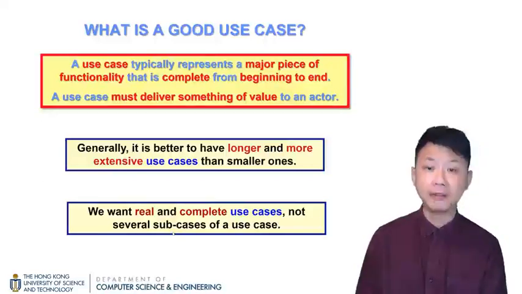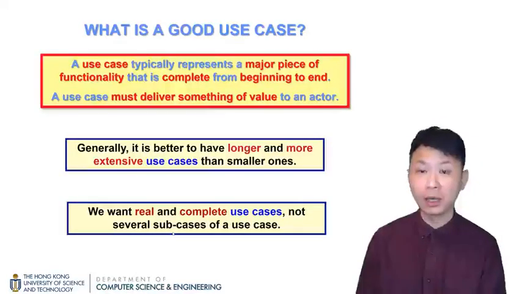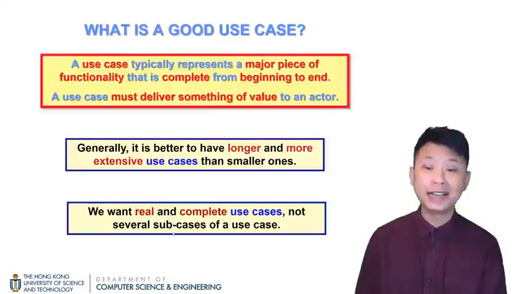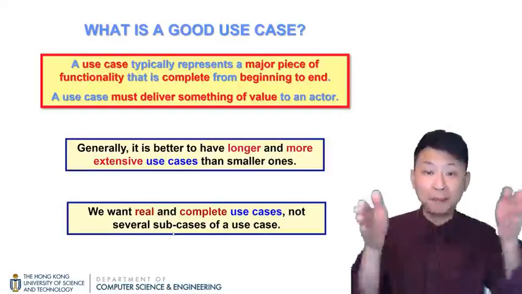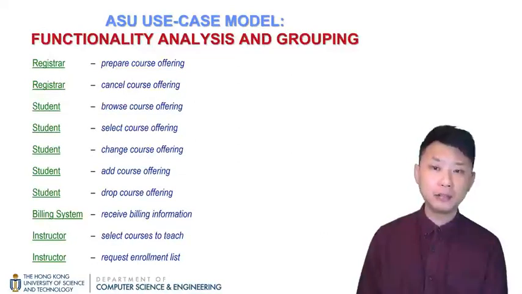It's better to have longer and more extensive use cases than smaller or partial ones. Okay, and we want real and complete use cases, not several subcases of a use case, not partial stories. We want a more complete story. So now let's try to group the functionalities together and make them more complete.